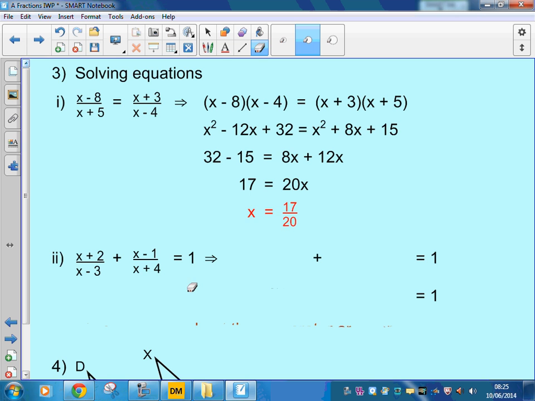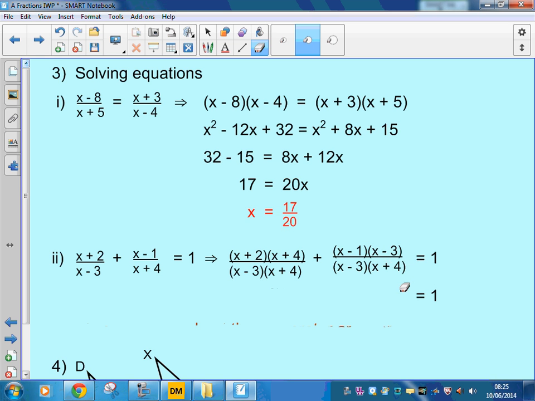Now this case here, where you've got one fraction and another is equal to 1, the best way to do this is to first of all put this over a common denominator. So same as before, multiply here, top and bottom by x plus 4, multiply here, top and bottom by x minus 3.